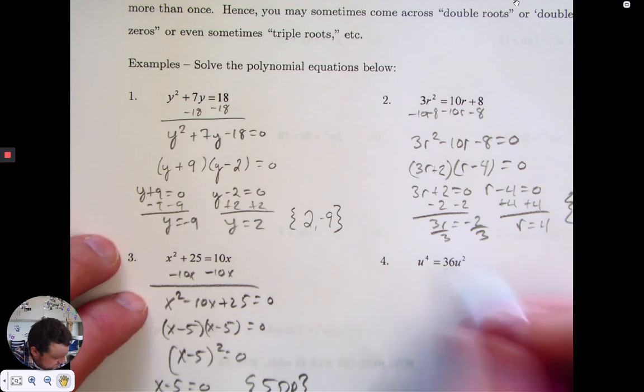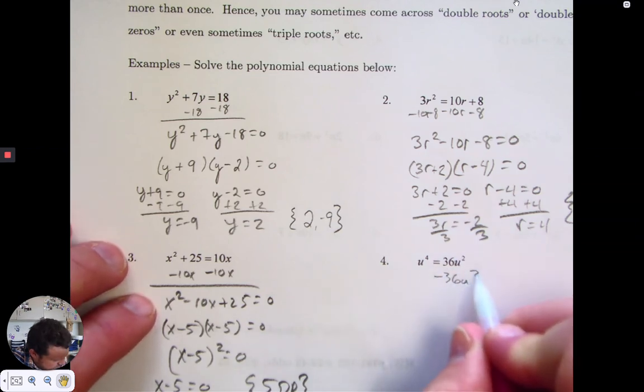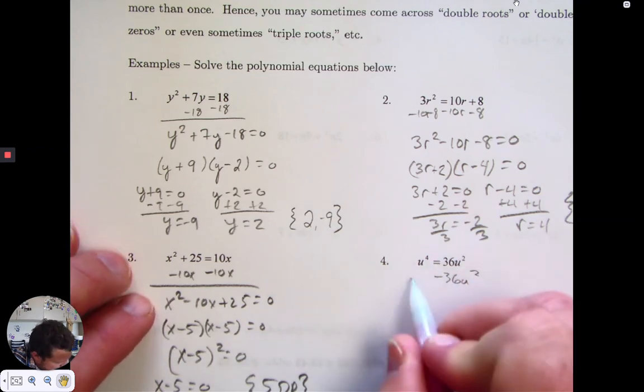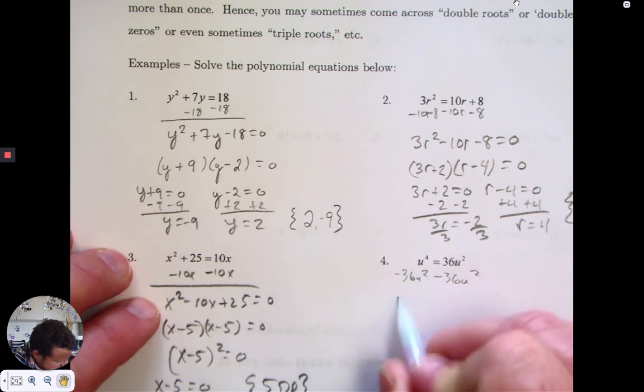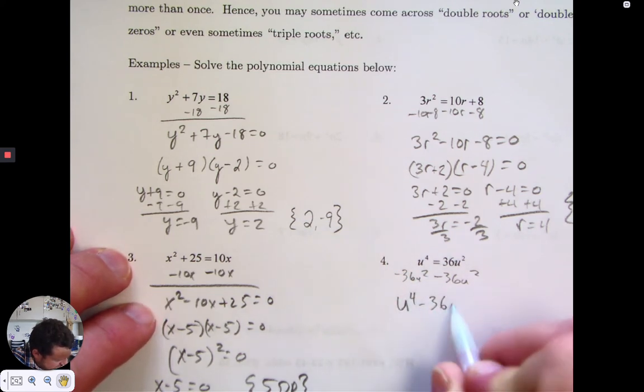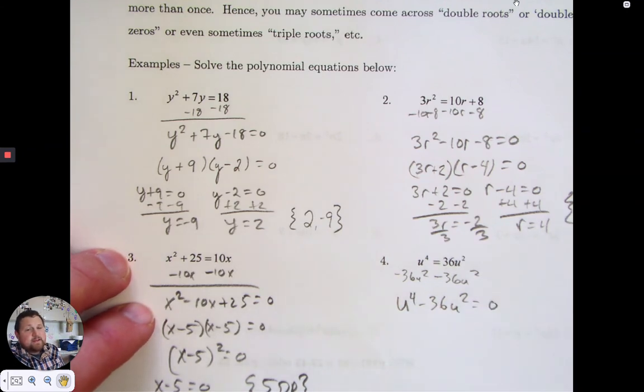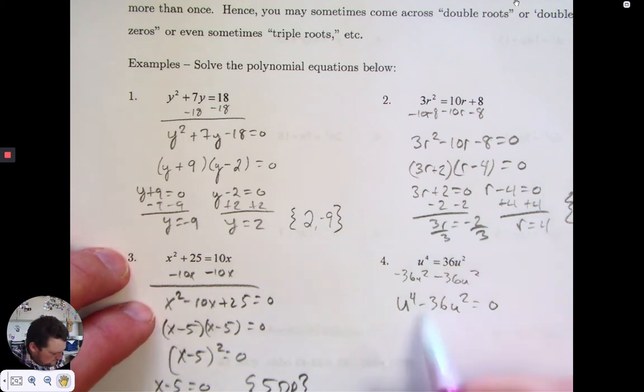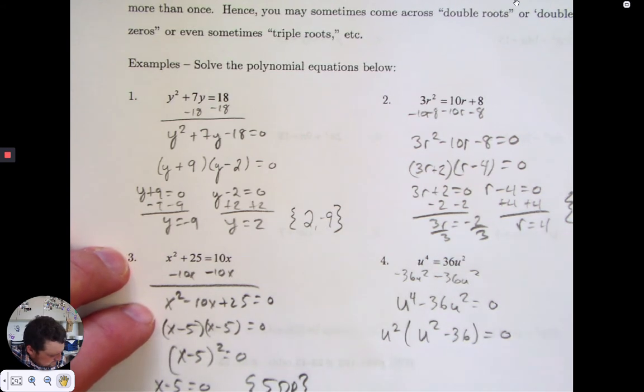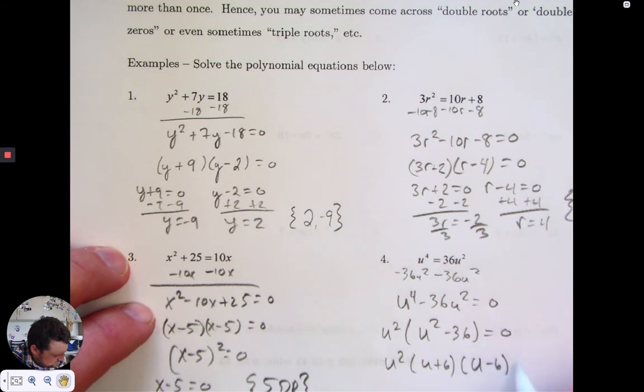So here again we want it set equal to 0, so we're going to subtract the 36u squared from both sides. So u to the fourth minus 36u squared equals 0. If you remember back to our first discussion about factoring, we always want to factor out the GCF if there is one, and there is a greatest common factor here of u squared. So once we do that, we're left with u squared minus 36 equals 0. Then this is the difference of perfect squares, so you can very quickly write this as u plus 6 and u minus 6.